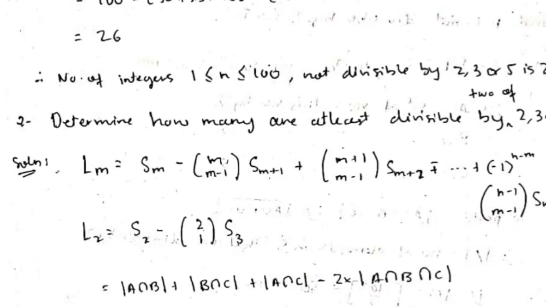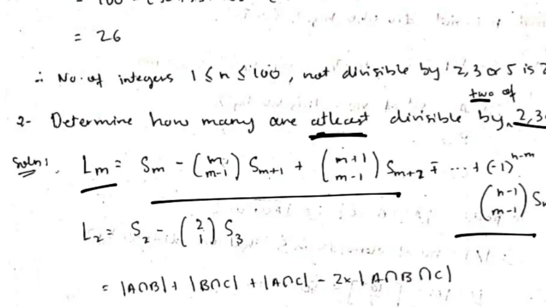The next question is a continuation of the previous one, which is to determine how many numbers are divisible by at least 2 of 2, 3 or 5. If you get a question of this type, at least, we have to use the L_m formula. This is the L_m formula, and here L is 2 because we have been asked at least 2 of 2, 3 or 5.